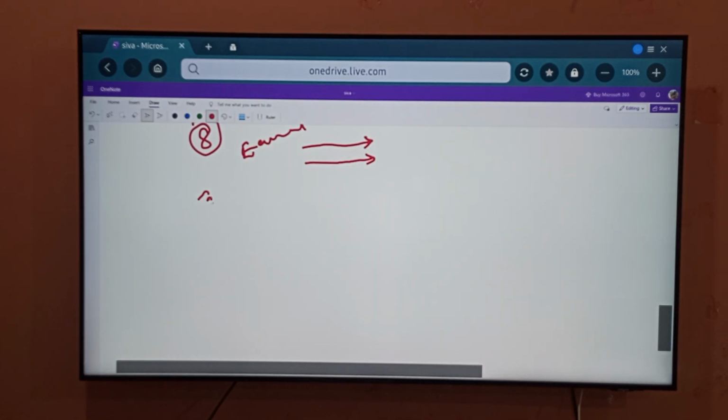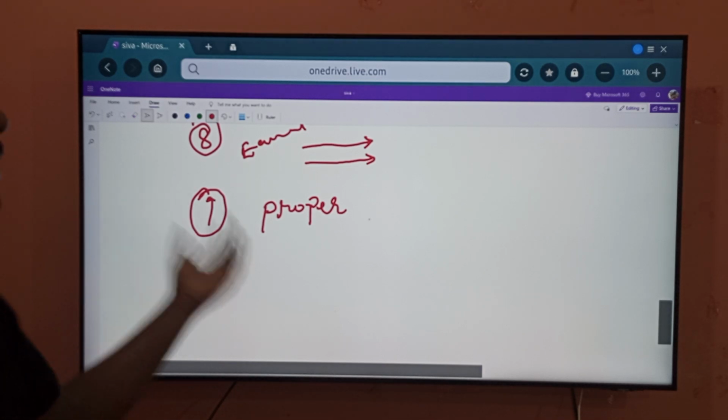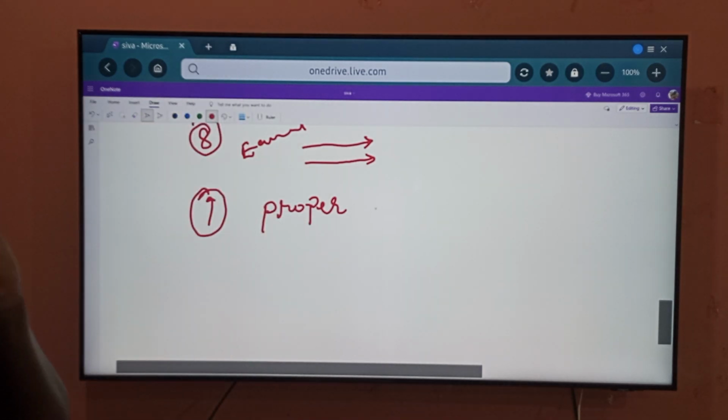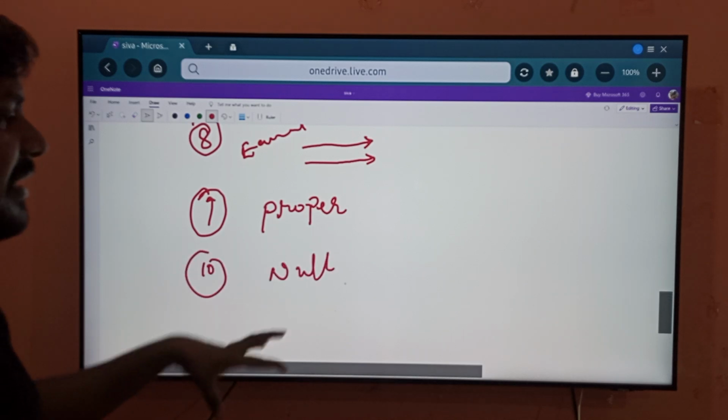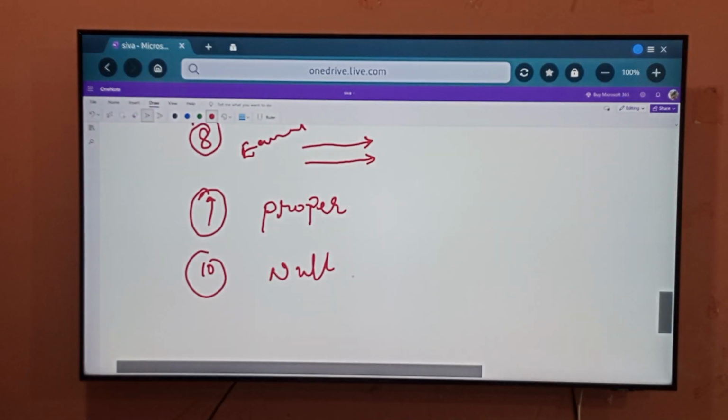Next, the ninth one, proper vector. A proper vector is a vector whose magnitude is not equal to 0, that is, more than 0. And the next one, the tenth, null vector. A null vector is a vector whose magnitude is 0.